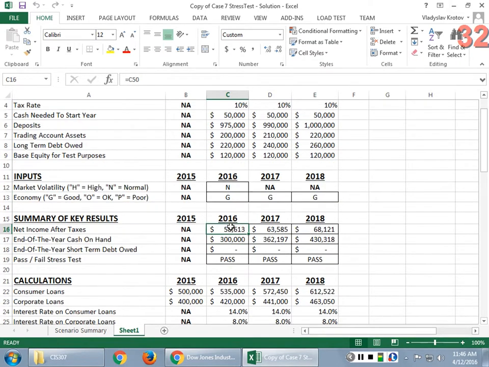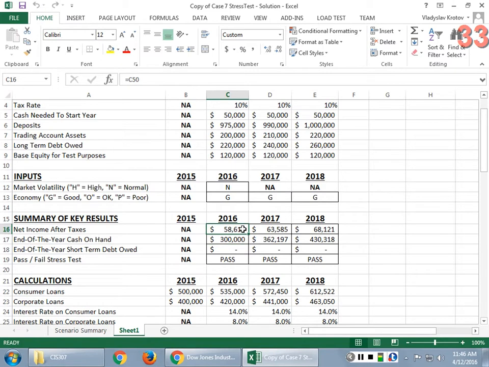Okay, and summary of key results. By the way, those numbers come from elsewhere, and we'll talk about those calculations in a minute. But basically, here we have some of the most important financial indicators. Look, number 1, net income after taxes. This is how much money you're making in 2016. That's your profit as a bank. Okay, and then you also have the following indicator: end of the year cash on hand, meaning how much cash you have in your account at the end of the year.